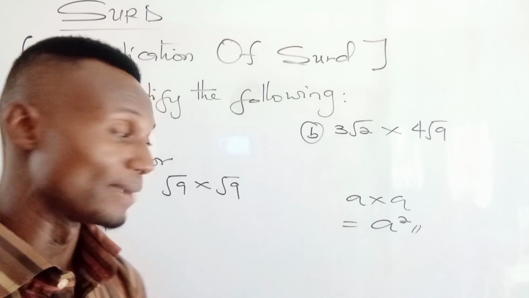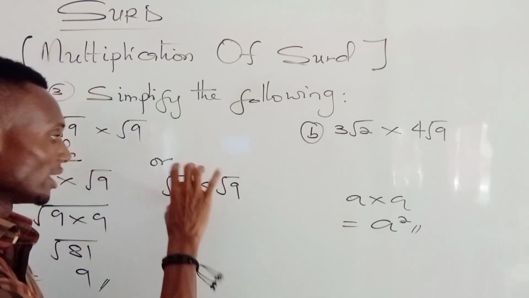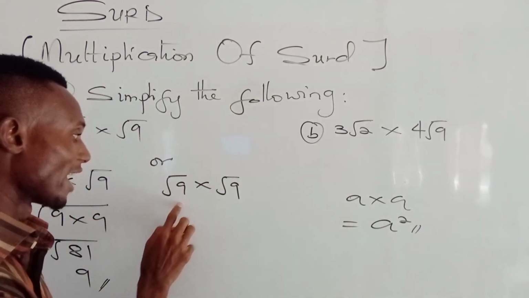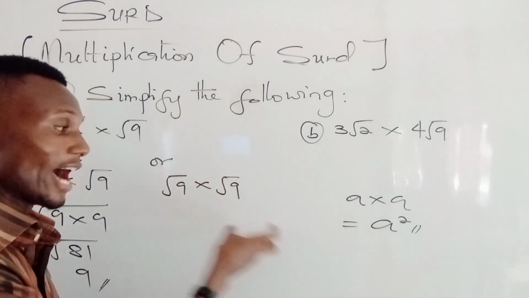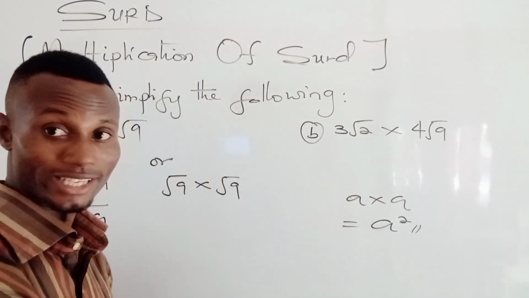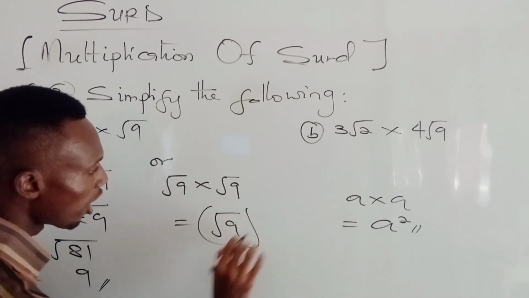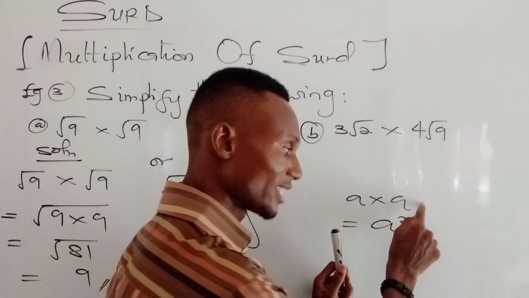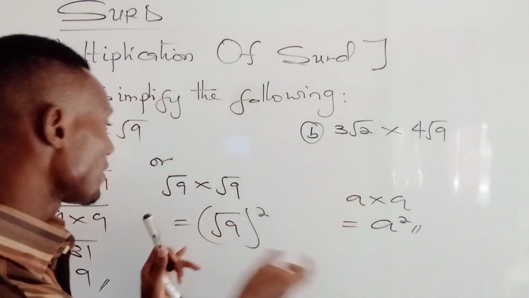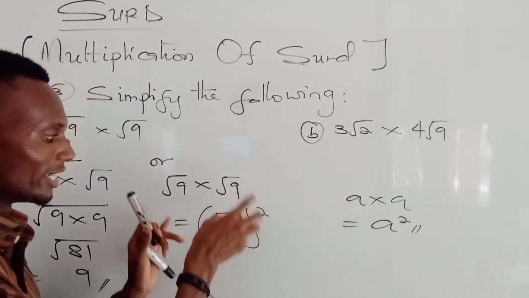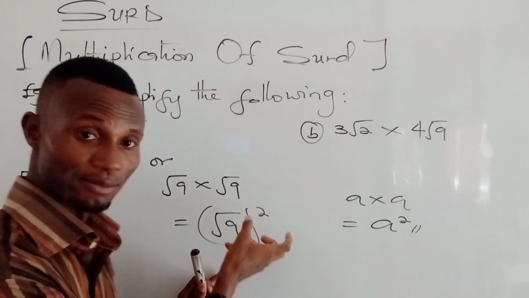So we are going to apply that same knowledge to handle this one, because this and this are the same, so they are like terms. This is square root of 9 being multiplied by this, which is also square root of 9, so they are like terms. For us to multiply it, we can apply this process. To simplify this one, it's going to be square root of 9 all squared, just like a times a gives a squared. In the same way, square root of 9 times square root of 9 will give square root of 9 all squared, because they are like terms and they are multiplying.